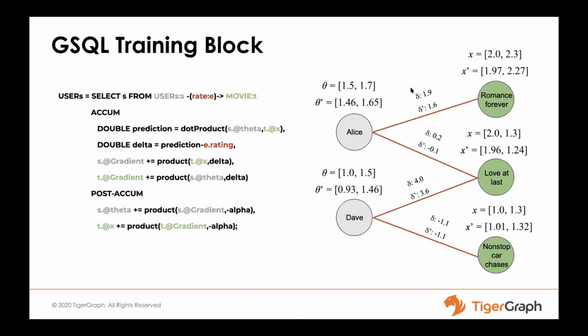Now, if we plug this updated vector back into our prediction, you can see that with only one iteration, we already have a better prediction. And this is manifested by the updated delta values. You see the new delta prime values are all smaller than the previous delta in absolute value.